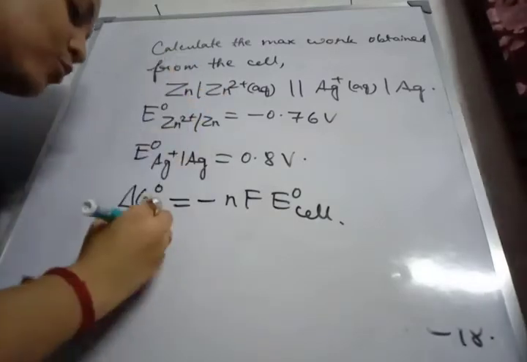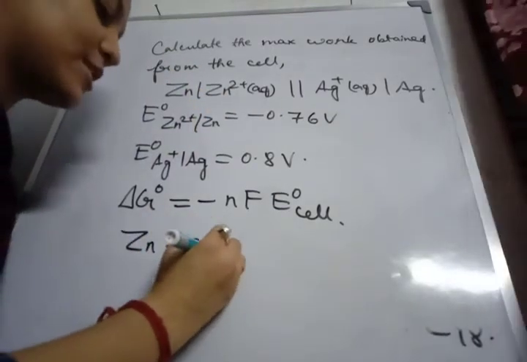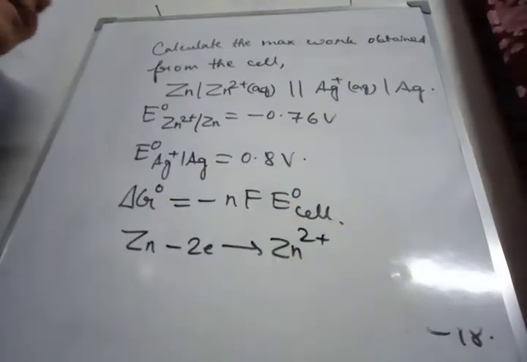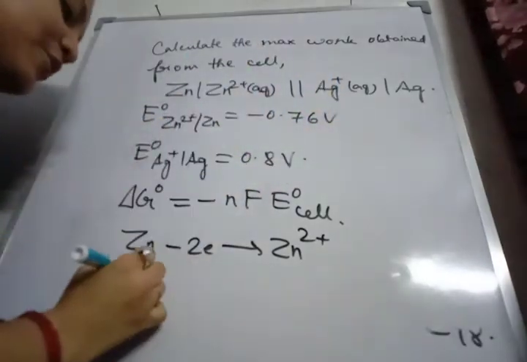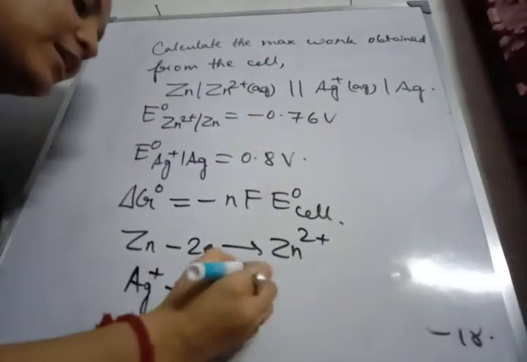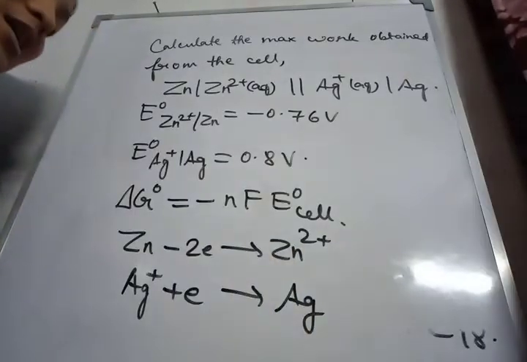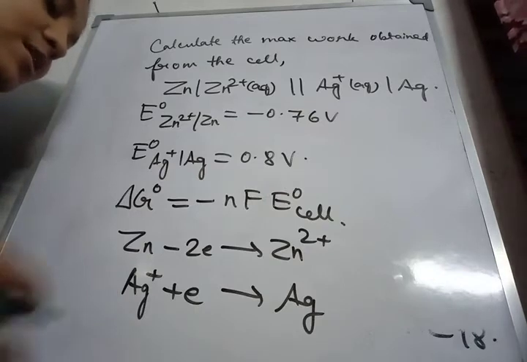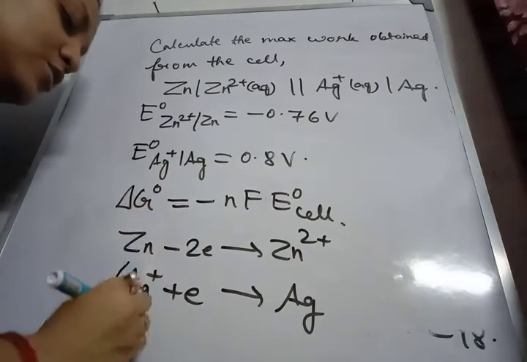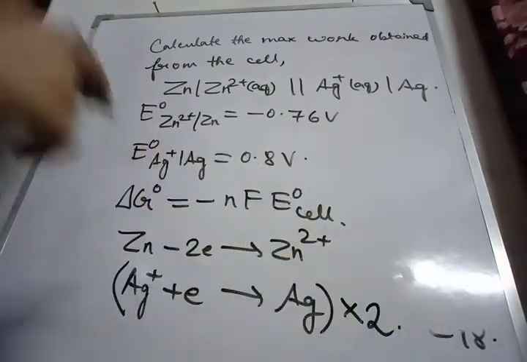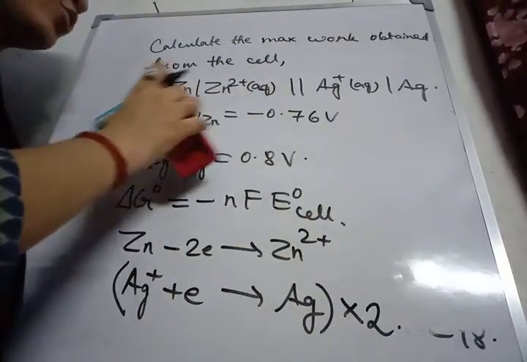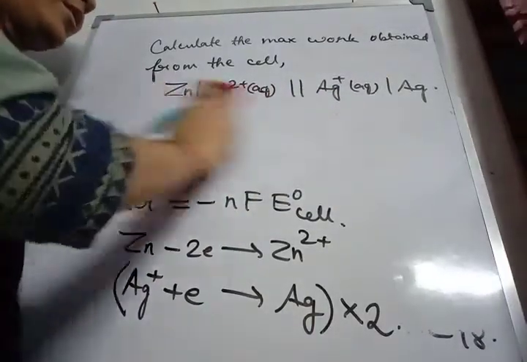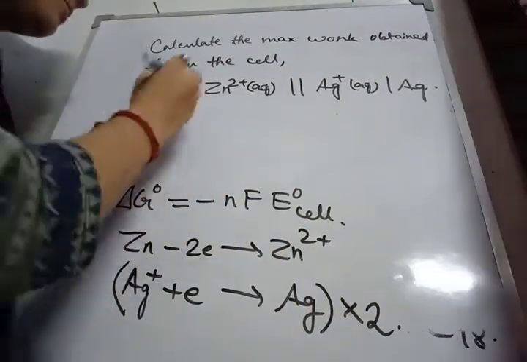The left hand side represents the anode, so Zn undergoes oxidation to Zn2+. Silver ion undergoes reduction. Ag+ gains 1 electron and then gets reduced to silver. Now the number of electrons in both cases is not the same, so we have to balance the number of electrons. Since 2 electrons are there in the first case, the second one will be multiplied by 2. That means the number of electrons involved in the overall cell reaction will be 2.